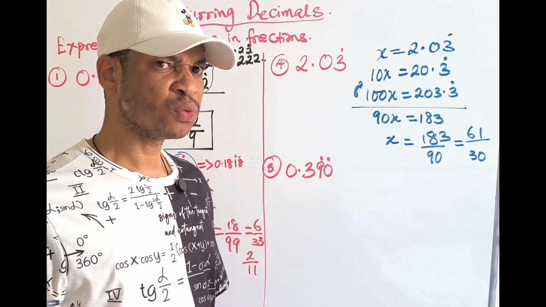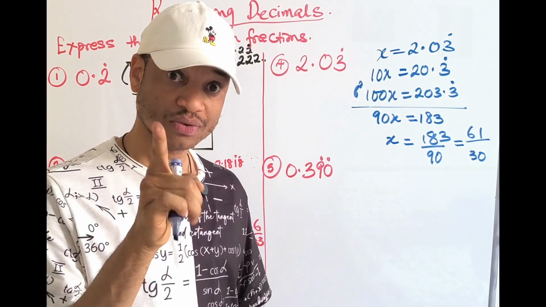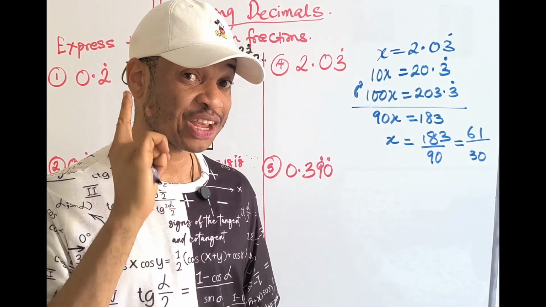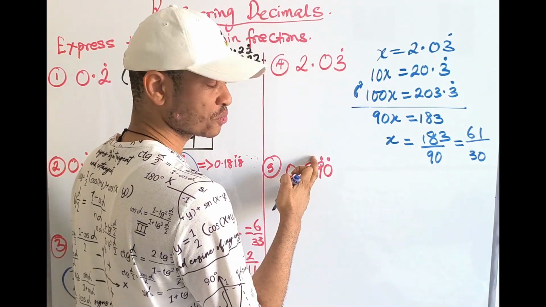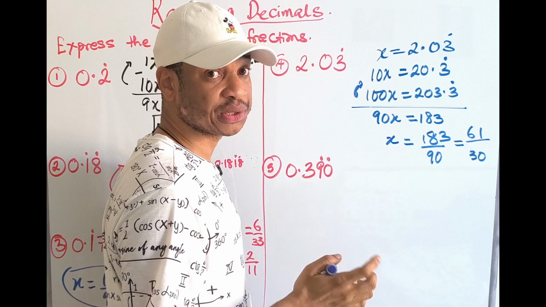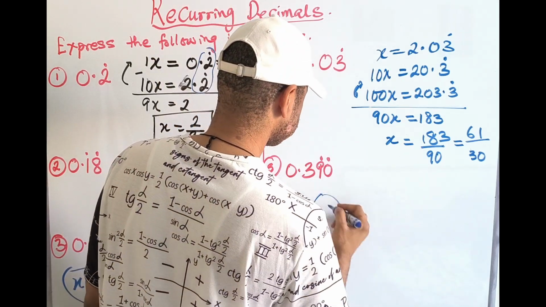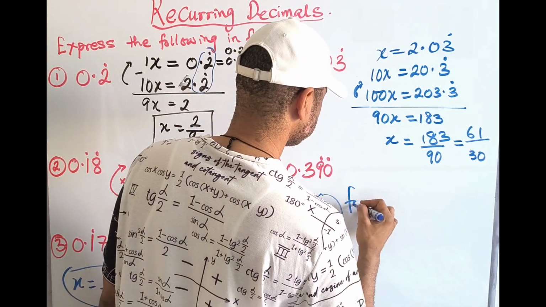So you should have an idea what we're trying to do. So the last one is for you. Make sure you try it and write your answer in the comment section. I'll tell you what to do. You can multiply by 10 and you can multiply by 1000, then you subtract. Okay? So this is for you.